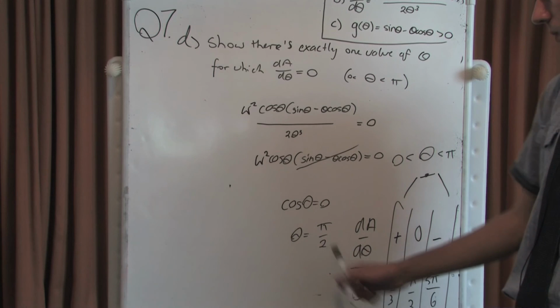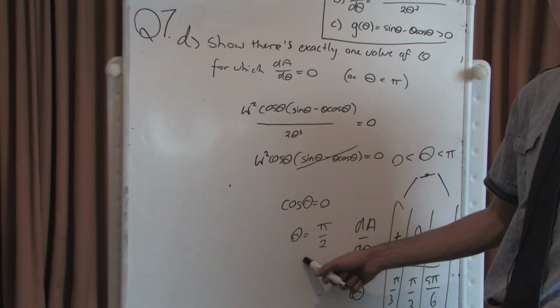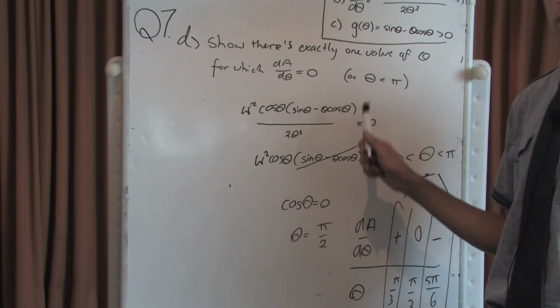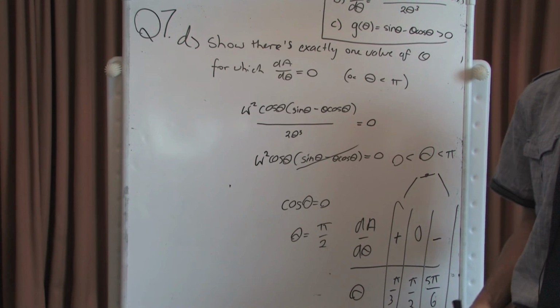So with that being said, you have found that theta equals pi on 2 is the only point at which dA over d theta equals 0, and that's how you satisfy that question.